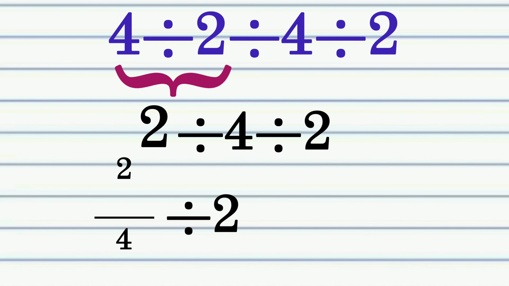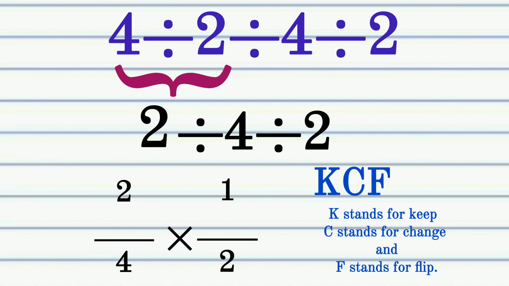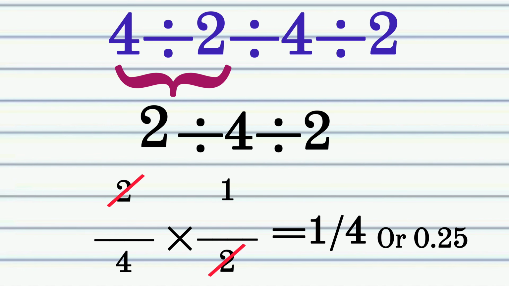Okay. Now according to the KCF rule, K stands for keep, C stands for change, and F stands for flip. We can write: keep the first fraction, change division to multiplication, and flip the second fraction. So 2 over 4 times 1 over 2. We can easily cancel this 2 and this 2. So we have just 1 over 4 or 0.25, and this is our final answer to this problem. The correct answer is 0.25.